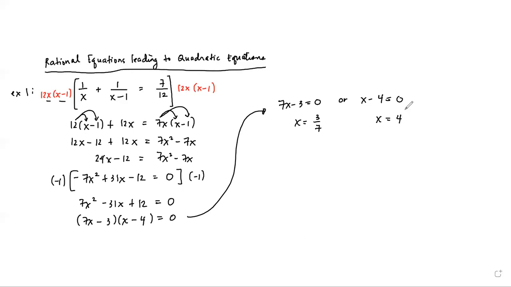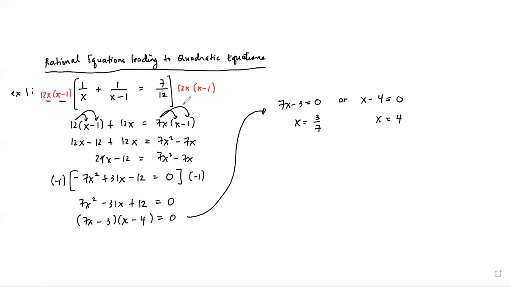And so we get x is equal to positive 3 over 7, and the other one is x equal to 4. However, when we solve rational equations having variables in the denominator, we need to see if the obtained values of x will make the denominators 0. If the solution will make the denominator 0, then we have to remove it from the solution set.